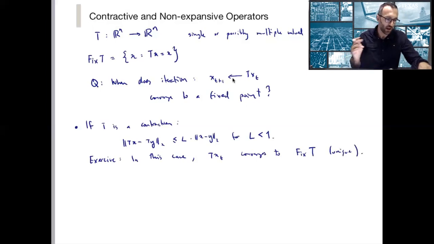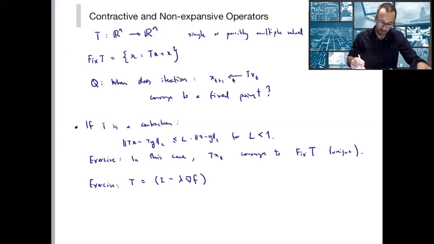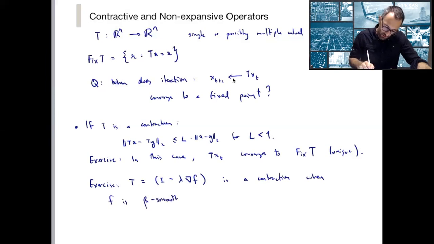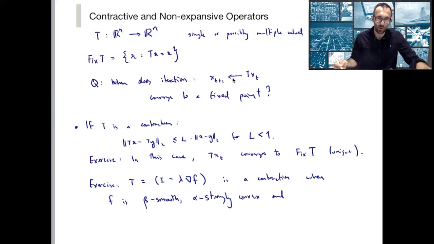So show this, and then I also want you to show, just to make sure that the connection is clear to everything else that this class has been about, also prove that the operator that's equal to identity minus lambda times the gradient of f, not the Prox operator, this is also namely just gradient descent, is a contraction when f is beta smooth, alpha strongly convex, and when we have a proper choice of lambda. So try these out.